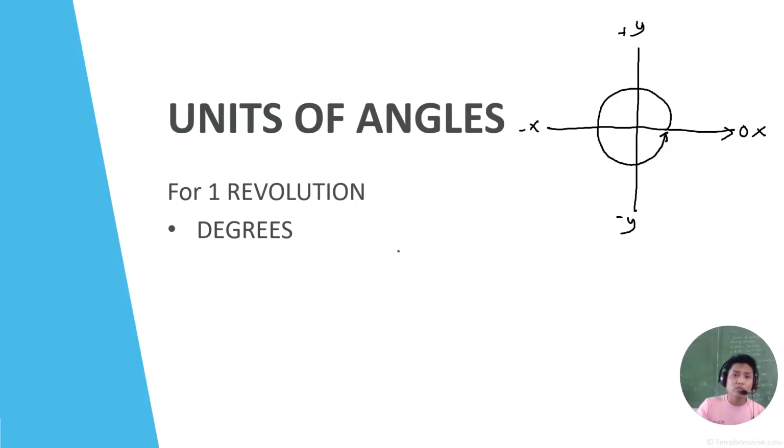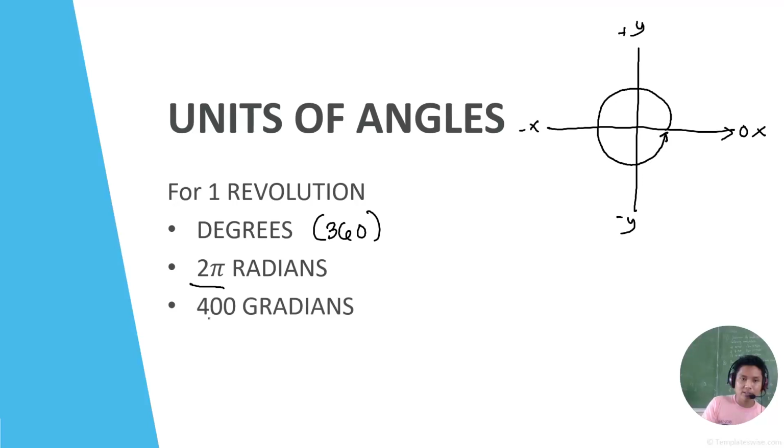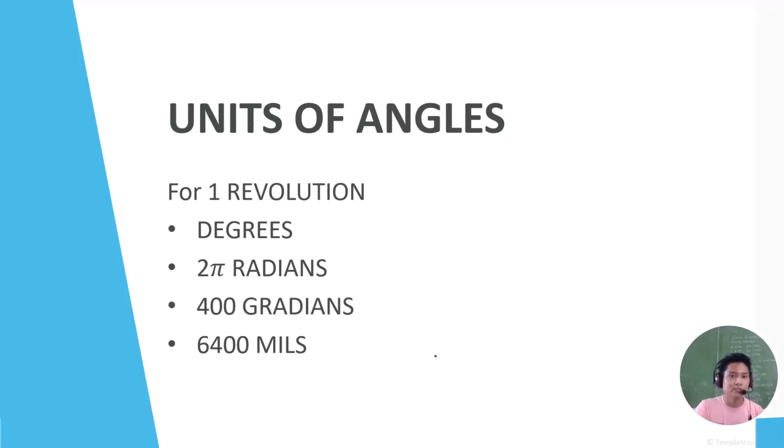in degrees, ang equivalent niyan ay 360. For radians, the equivalent is 2 pi. For gradians, 400. So, isang revolution, 400. And for mils, 6,400. So let's try to apply these conversion factors so that we could easily convert some of the units of angles to another system of units.